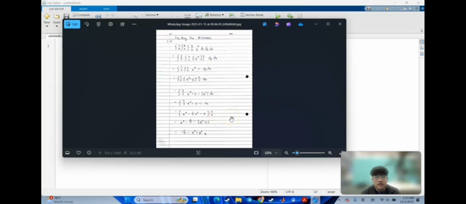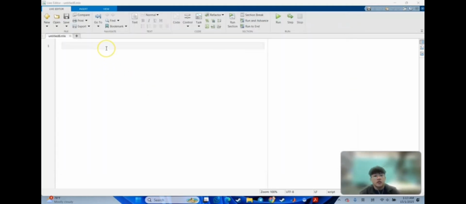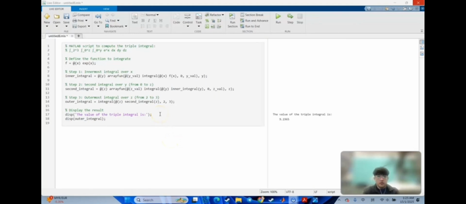Finally, I get the answer of negative 7 over 2 minus e squared plus e cubed. Now I am going to do the simulation on MATLAB, and we type in the code. Based on this code, at first we type in our question, the triple integral, and define the function to integrate. Step 1 is the innermost integral over x, step 2 is the second integral over y, from 0 to z, and step 3 is the outermost integral over z, from 2 to 3.